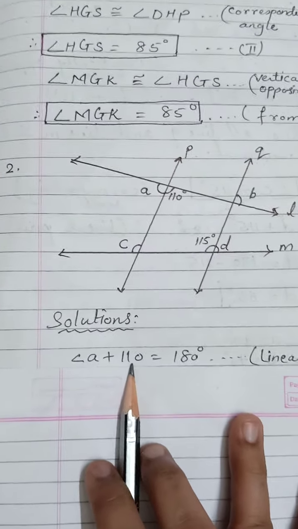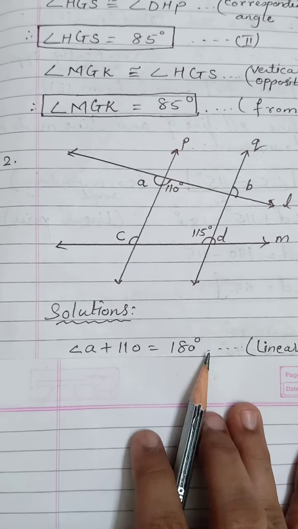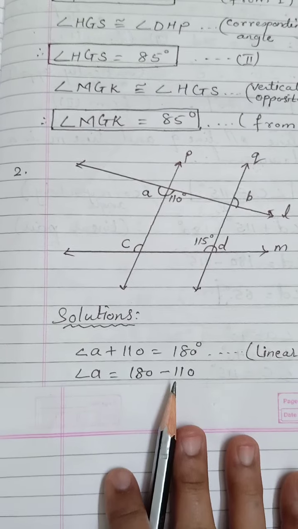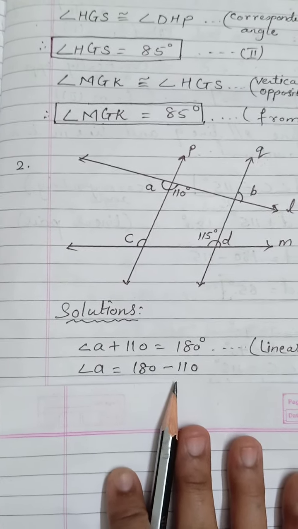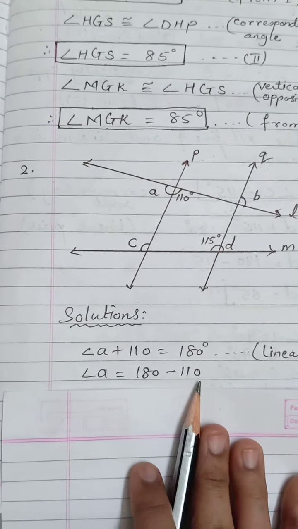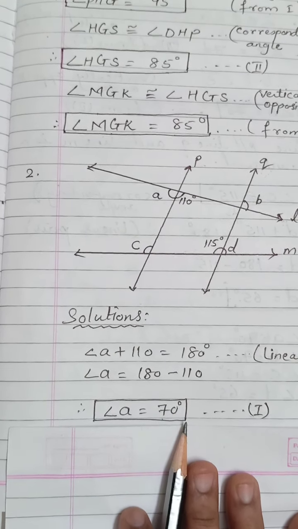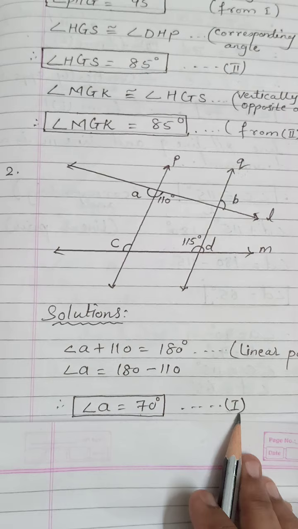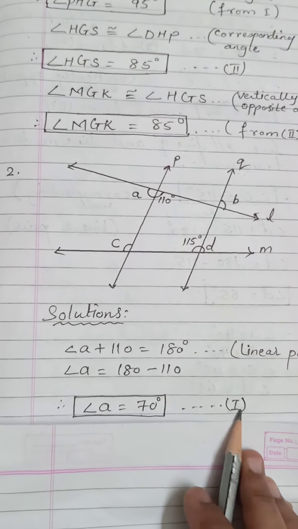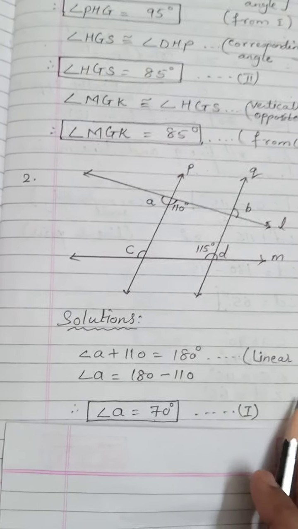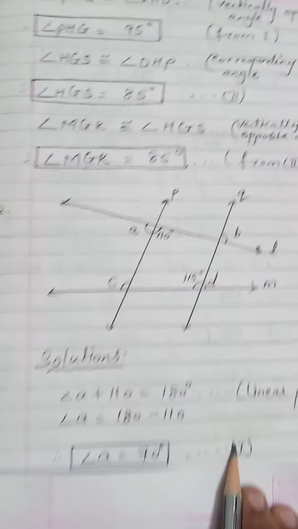Now here 110 has a plus sign. We will take it to the other side, so it will become minus. So angle A is equal to 180 minus 110. So angle A will be 180 minus 110, which is equal to 70 degrees. So we have got angle A is 70 degrees, and we have given it equation number 1. Whenever we give an equation number, that means we are going to use this value for further solution. So you have to remember this.